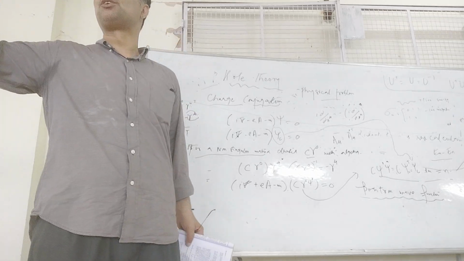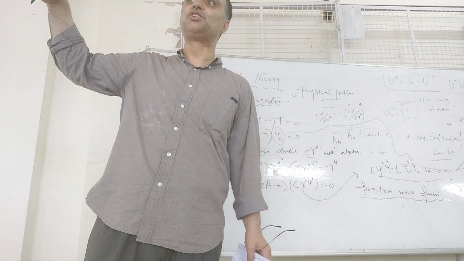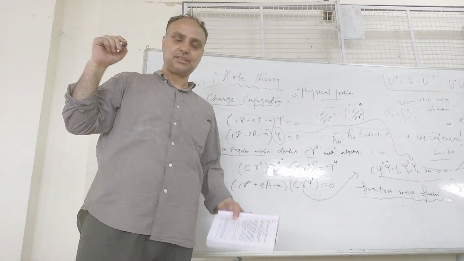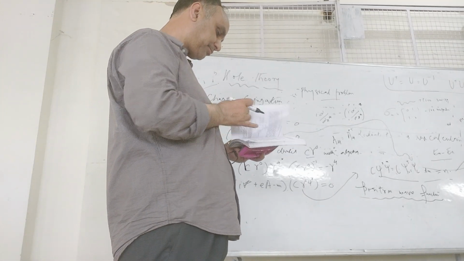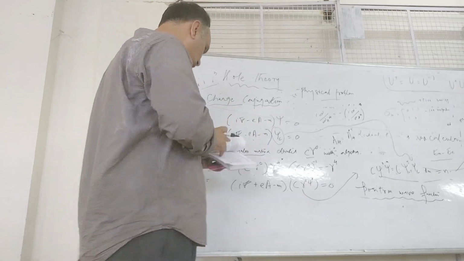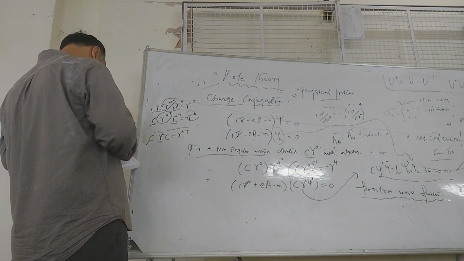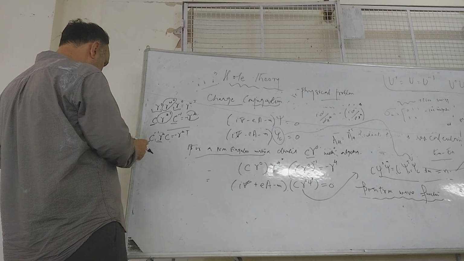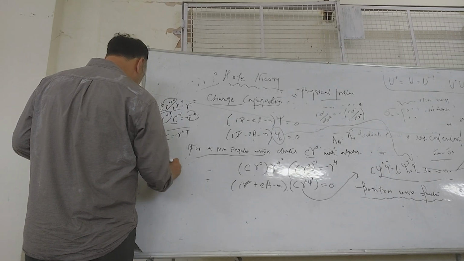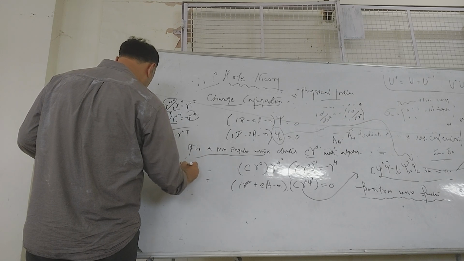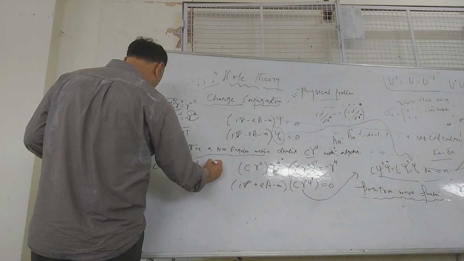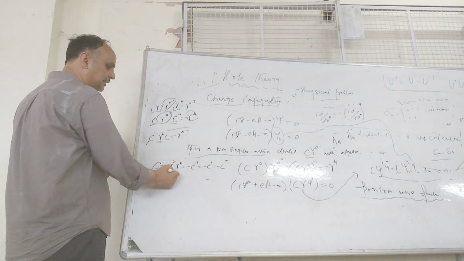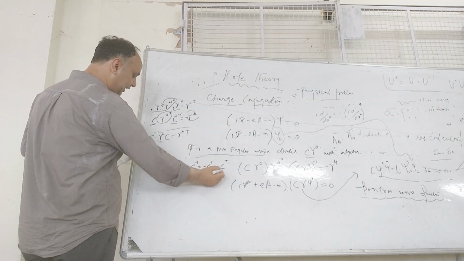Just like Hermitian is equal to Hermitian conjugate, minus Hermitian conjugate, A mu is equal to minus A mu dagger. Okay? So and C can be considered, let's say, C inverse C dagger.